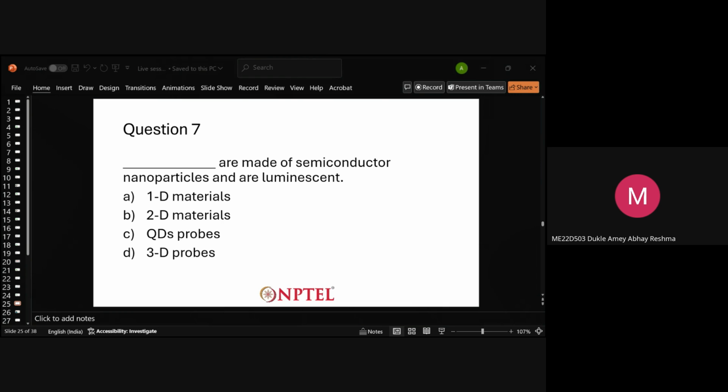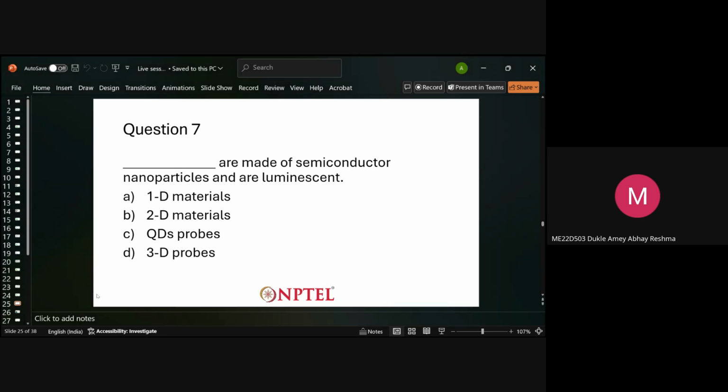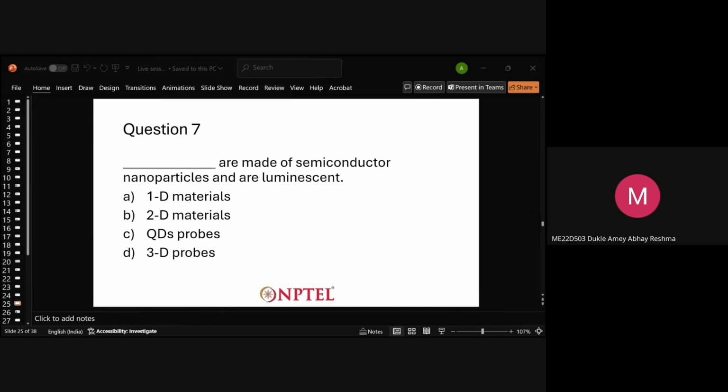So the next question is, dash are made up of semiconductor nanoparticles and are luminescent. That is, they emit light. The 1D materials, 2D materials, quantum dot probes, 3D probes. Any guesses?